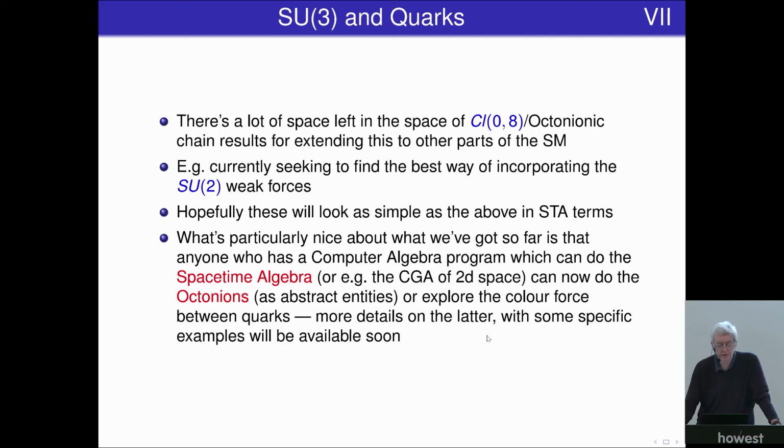So I'm currently seeking to find the best way of incorporating SU2 weak forces, and hopefully this will look as simple as the above in STA terms. You saw that when we got to the crucial quantities, there was a real pattern to what the STA equivalents looked like, and in particular, the mutually commuting objects, they all worked via reflections, which was very clever.